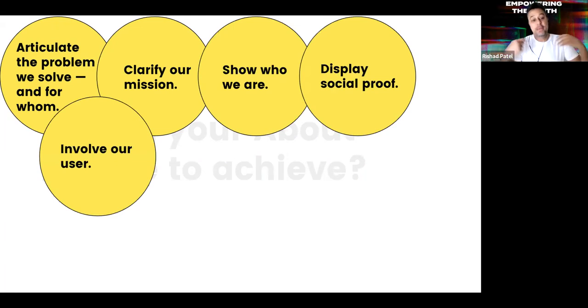Involve me. Now I'm speaking in the voice of your user. I want you to involve me. You've told me all about you now. Great. But how do I jump in? What's my way into your life, into this mission, into this conversation?